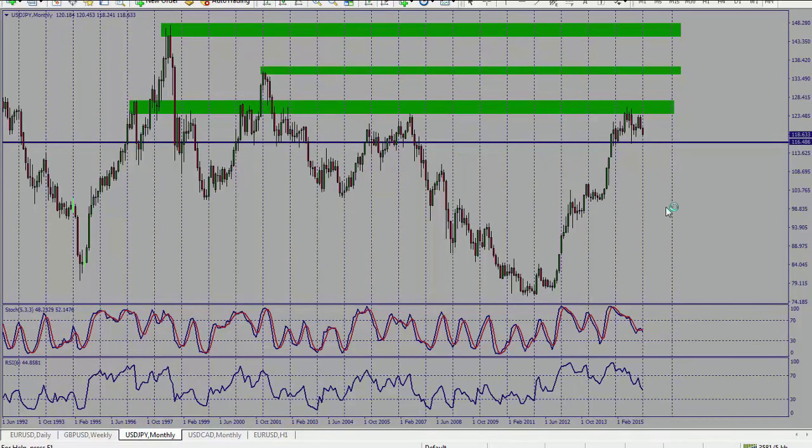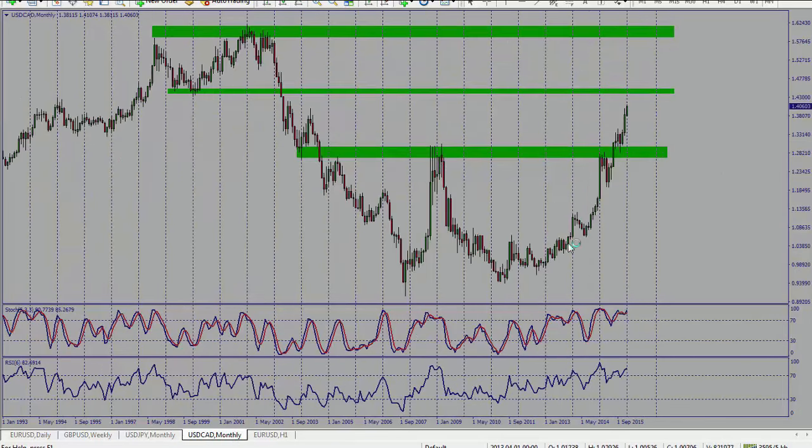How far that'll go is difficult to say. It depends how much weakness we see in the dollar, but there certainly should be a decent amount of movement that follows this level here. So I think this is worth watching, around the 116 level there.